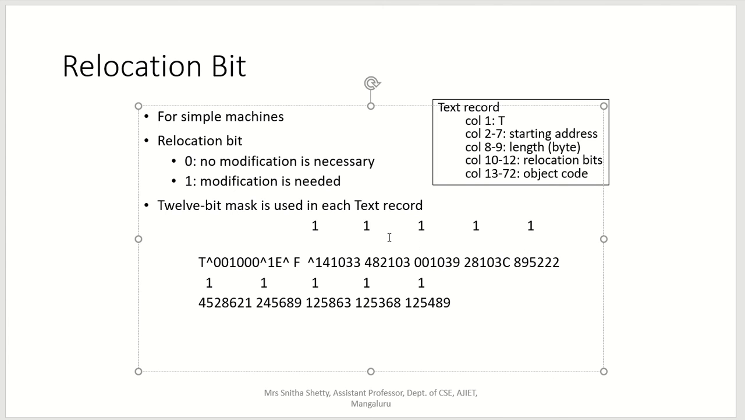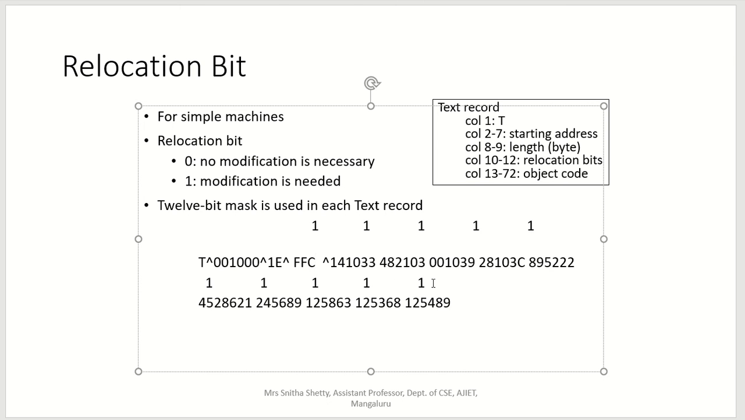Next 1 1 1 1, so again it is F. Next 1 1 0 0. So 1 1 0 0 means it is 12, right? So 12 means A is 10, B is 11, C is 12, right? So I'll put C. Okay, so the relocation bits will be FFC. Hope it is clear. So all the object codes are modifying, this is FFC.